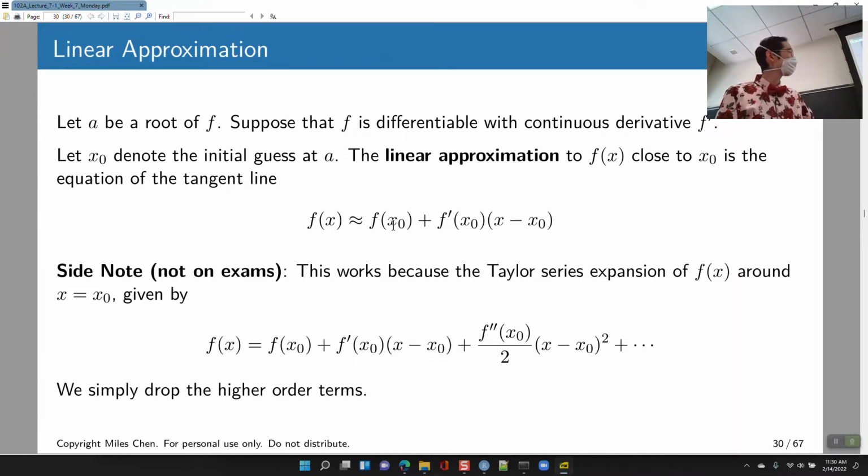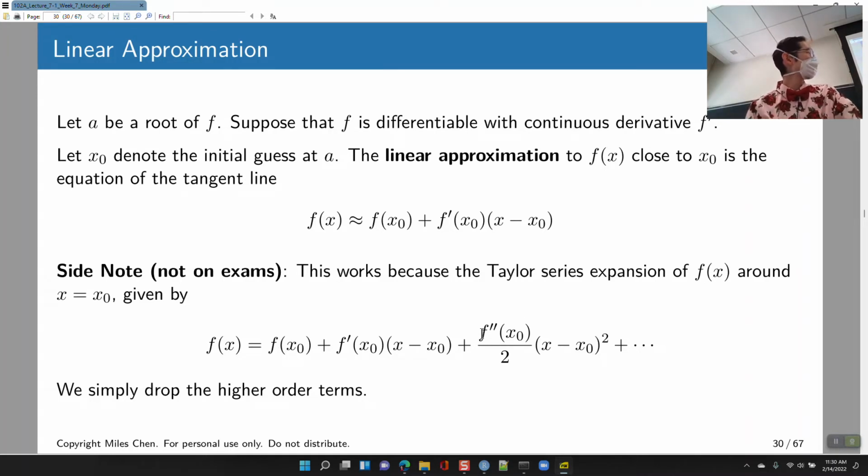And so we say, well, what is the tangent line at x0? The tangent line at x0 is basically the linear approximation of f(x). That's going to be your value at x0 plus the slope f prime at x0 times x minus x0. And the reason why this works is if you think back to Taylor expansions for any arbitrary function, the Taylor expansion is this.